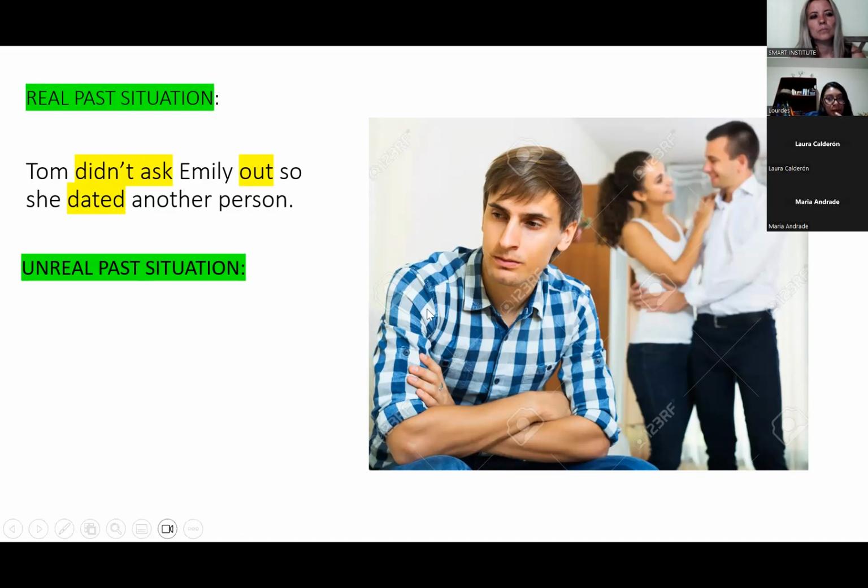Isabel, can you tell me what is the sentence here using the structure of third conditional? Can you express a hypothetical situation about the past? Isabel, do you understand?